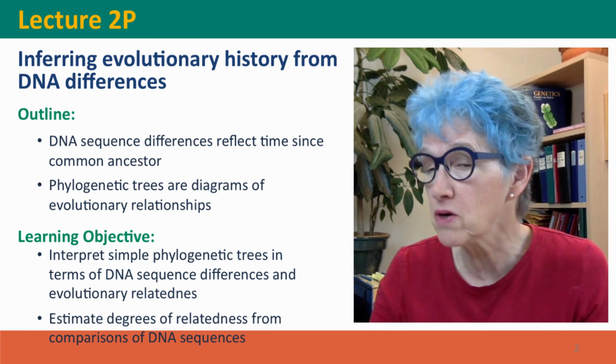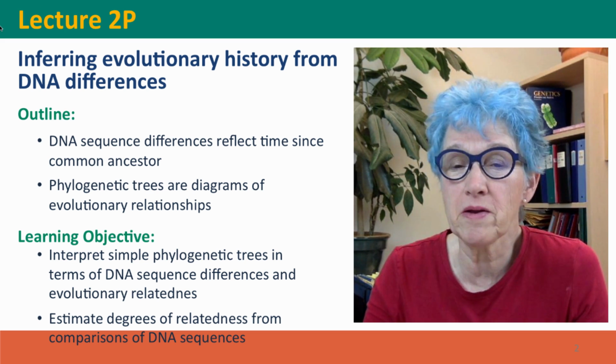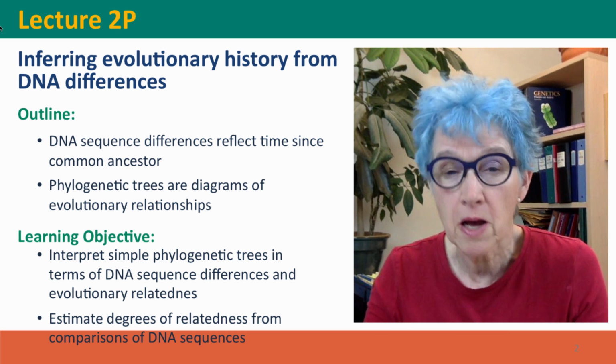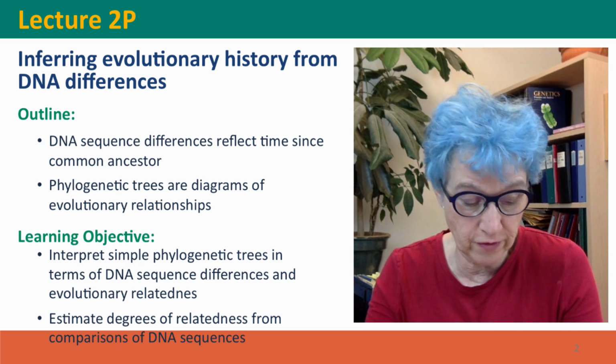And here we're going to build on pretty much everything we've done in this module to see how we can infer evolutionary history by looking at the sequence differences of genes in organisms that are alive today.